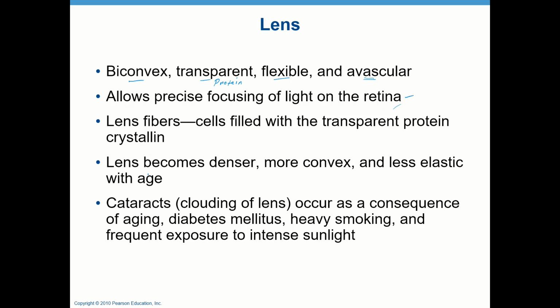Now the lens could become denser and cloudy and less elastic with age. So in older people, the transparency of the lens may decline. The lens could become cloudy and less elastic. That means the flexibility of the lens will be less, so it will not be able to change its shape quickly. So that will cause problems in vision, right? And that condition, cloudiness of the lens, is called cataract. So this protein gets dense and cloudy.